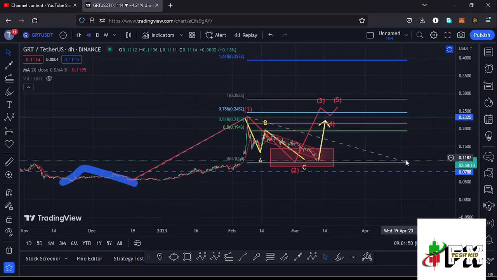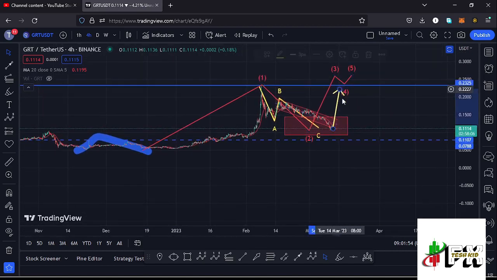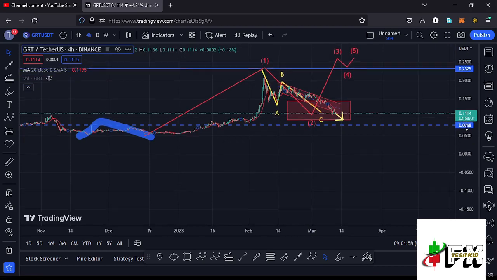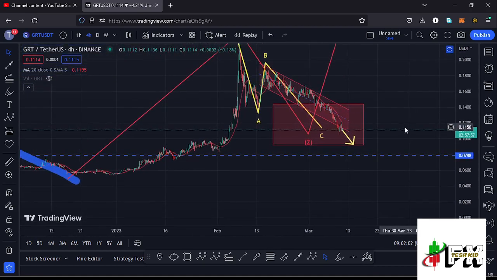But in case we continue holding below the 20-day MA, continue seeing the breakdown to the lower side, then there are chances that GRT might fully maximize this red target area to the lower side in the formation of this higher Elliott wave count 2 at the fib level 0.78, which perfectly lies at around the $0.0937 mark. So in case we continue seeing the breakdown, continue watching the fib level 0.78, and that is at around the $0.0937 mark as your next target area here on the GRT chart.